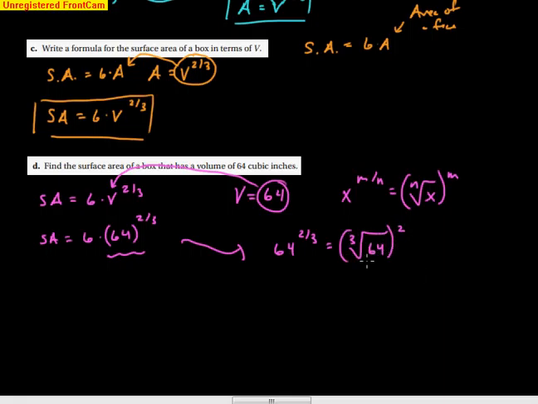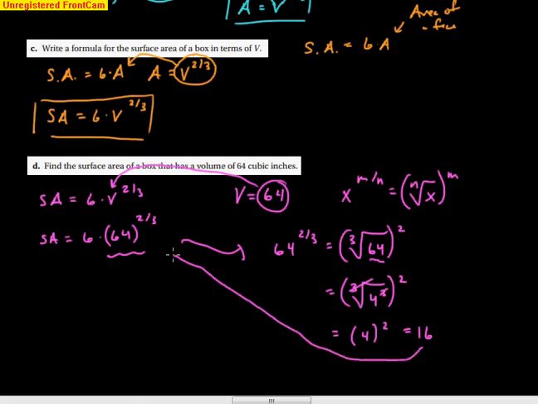And the way that you were taught was, is there a way to write 64 as something to the third power? And there is. 64 is 4 to the third. So what happens? Because the exponent and the index match, they cancel, and this is simply 4 squared. And 4 squared is 16. So now I take this 16, and it's going to go in place of the 64 to the 2/3. So my surface area is 6 times 16, and 6 times 16 is 96. It is area, so it's inches squared.